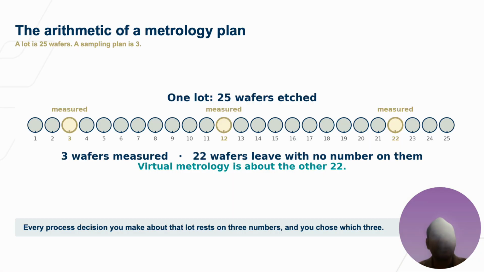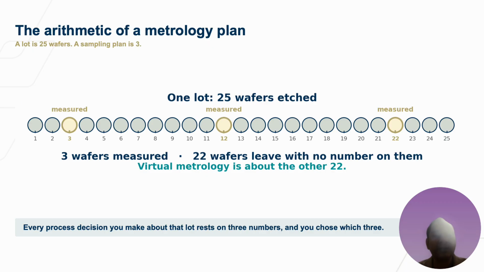Let us do the arithmetic of an actual sampling plan. A lot of 25 wafers. All 25 go through the etcher. All 25 get the same recipe. All 25 come out with a critical dimension that is now fixed and unchangeable. 3 of them get measured. Wafers 3, 12, 22. Say you pick positions that span the carrier.